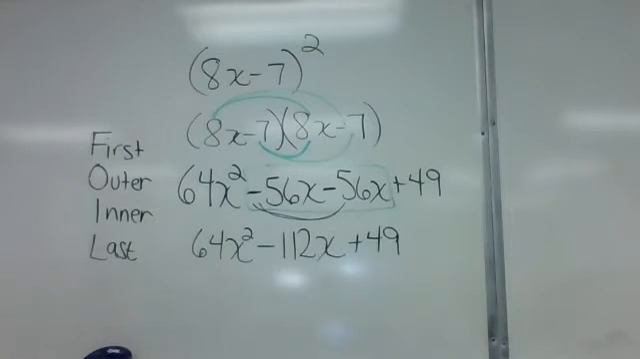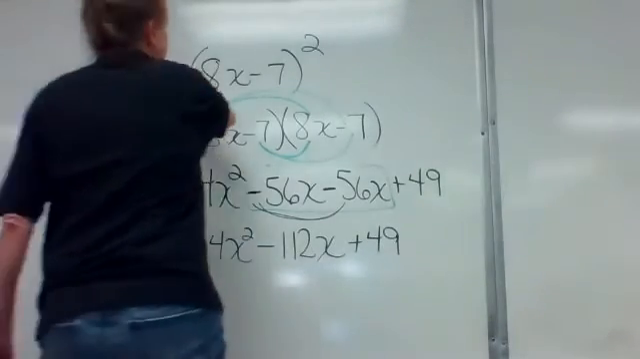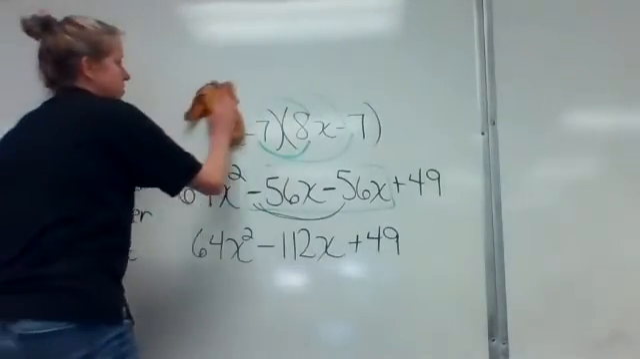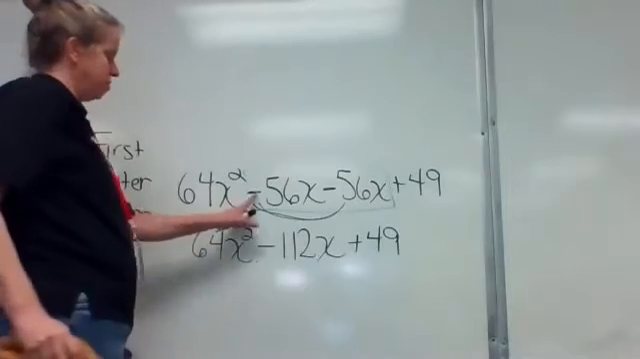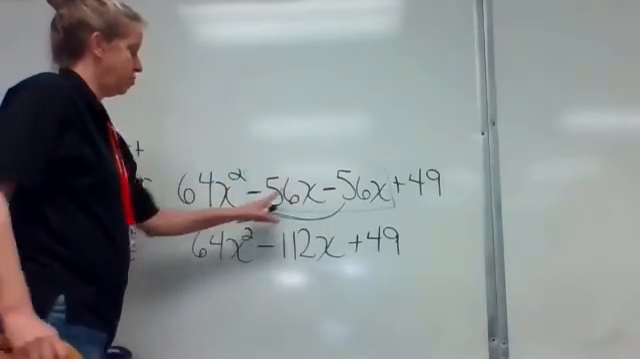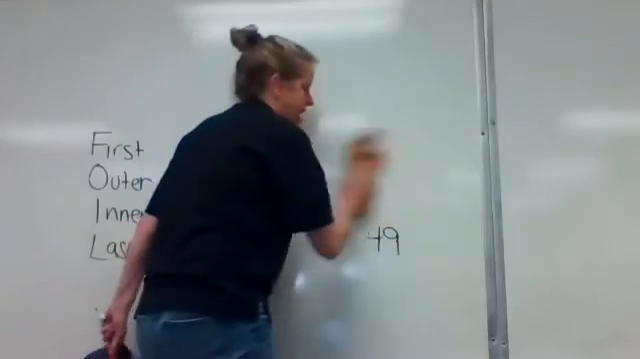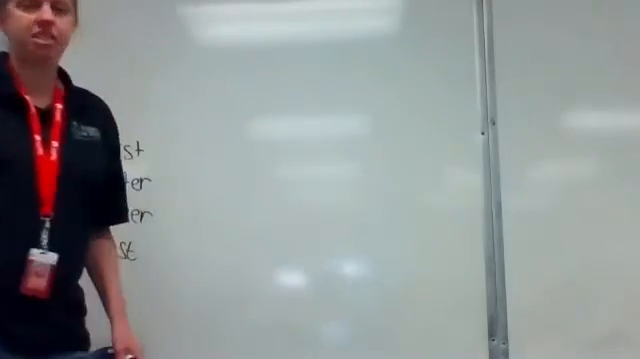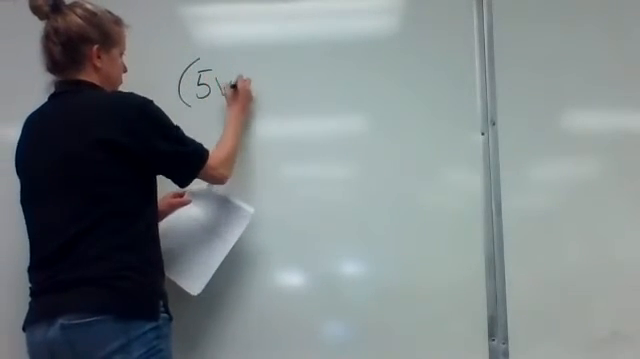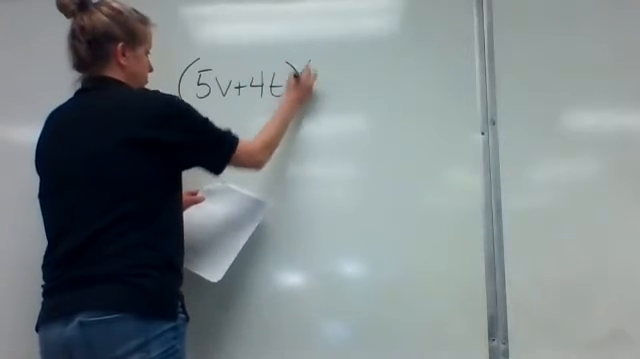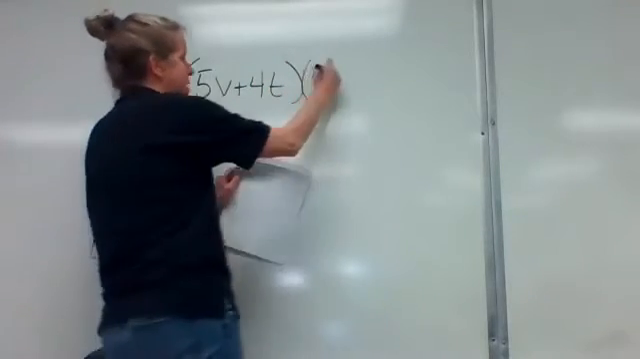Right, number 14. Okay, so remember this right here. They both had the same signs, which means it doesn't cancel each other out. I just need to punch that in my calculator to see what negative 56 minus 56 was. On this one, let's see what happens. I've got 5v plus 4t, times 5v minus 4t.